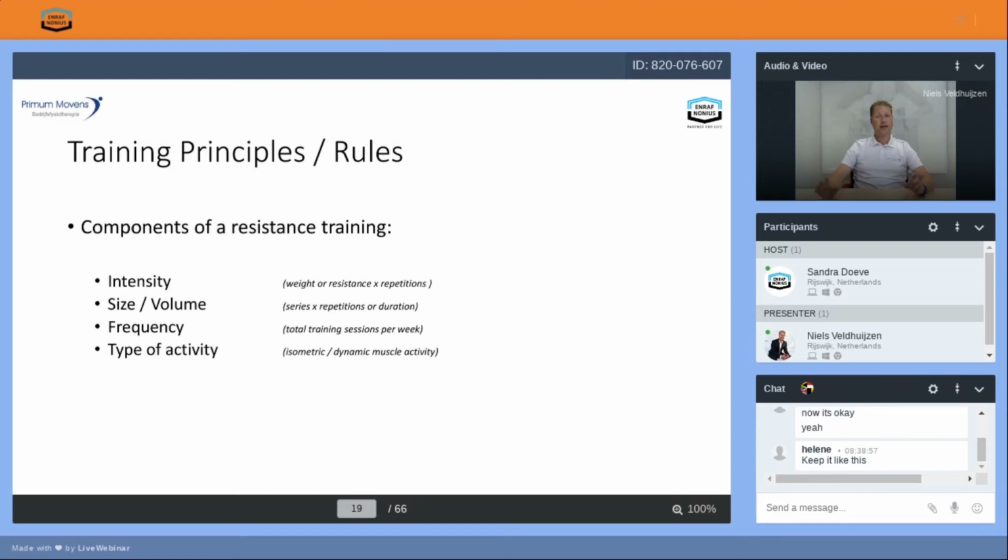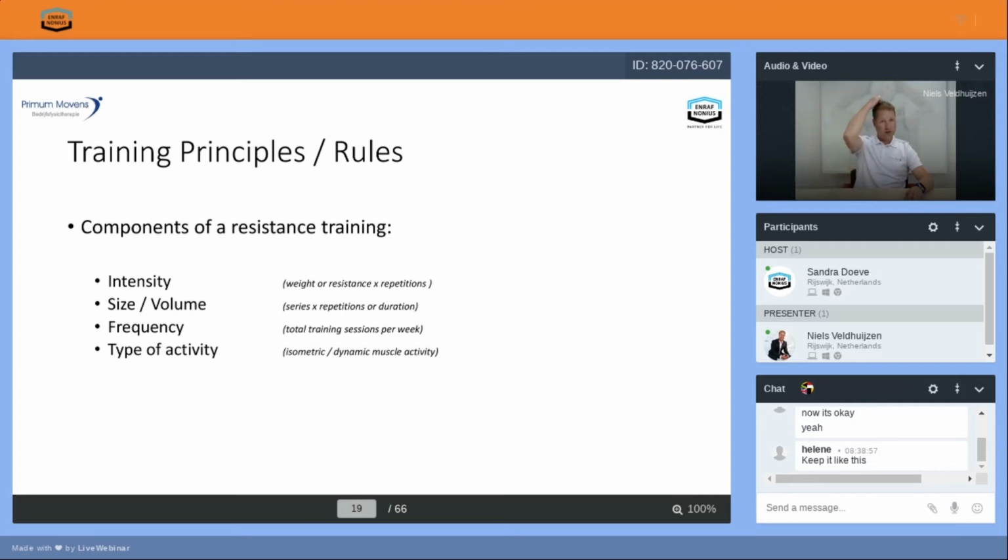When you talk about exercise and an exercise program, you should be aware that it consists of certain components. And when you make a training program, you should be aware that by making choices in these components, such as training frequency, you will get certain effects. When you look at the weight and the repetitions and you multiply those, you will get an idea of the intensity of your training.